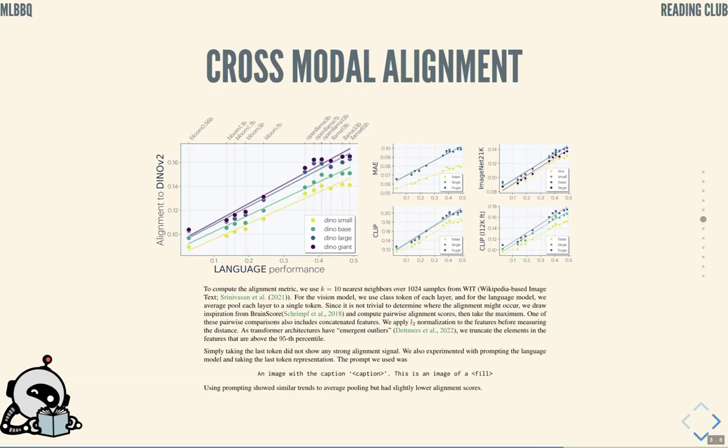DINO V2 is a vision transformer, and for the vision model they take the class token. For the text model, if they use the last token, nothing works. If they average and so on, basically they do a lot of black magic, trying to find the place in the model and how to average the token representations at a high level in order for the correlation to happen.